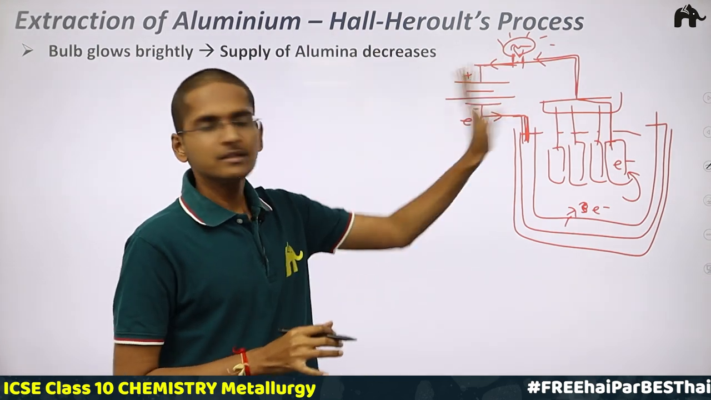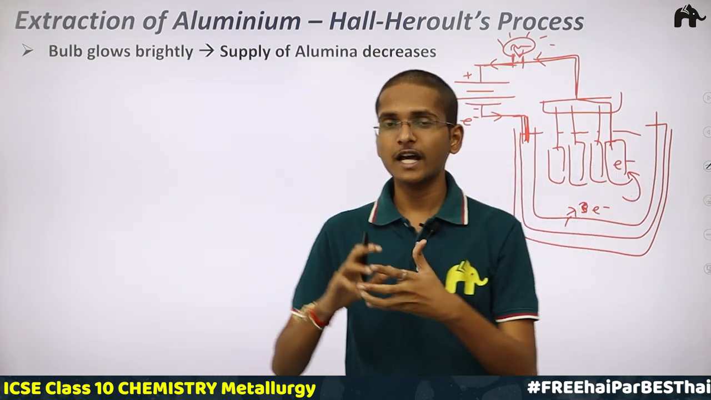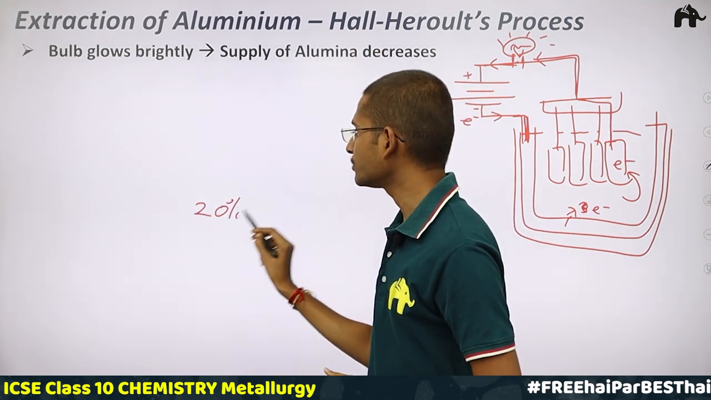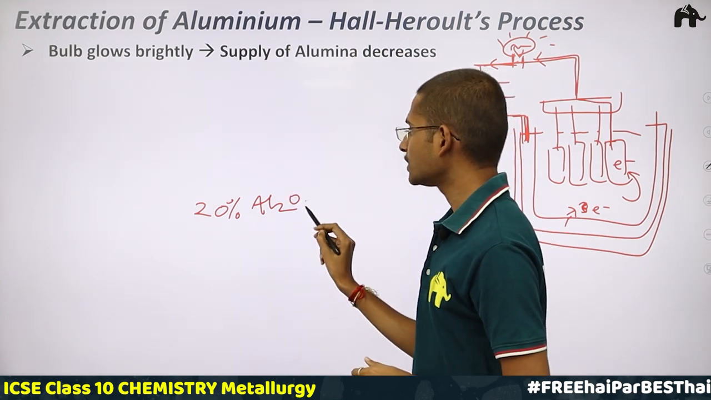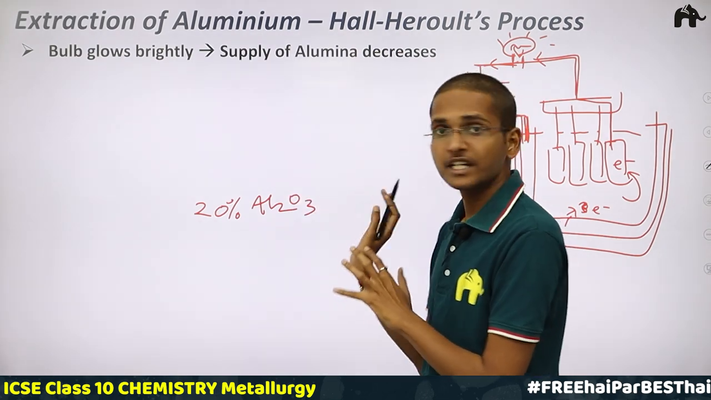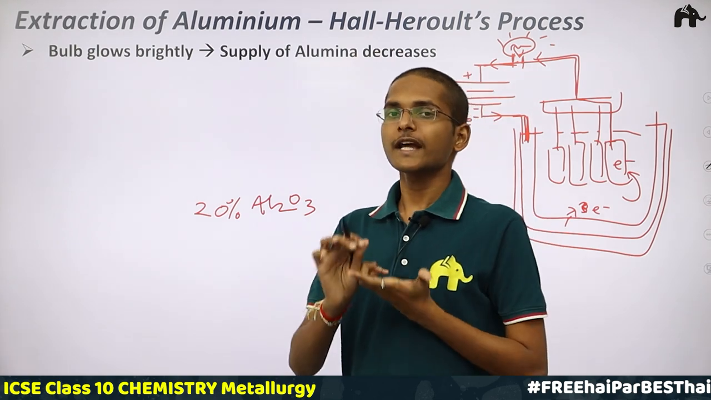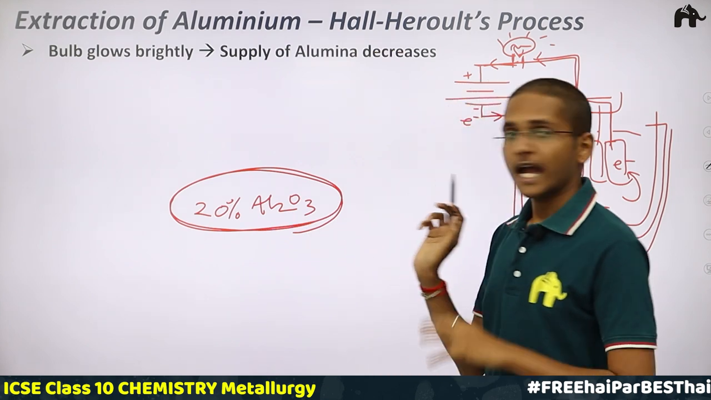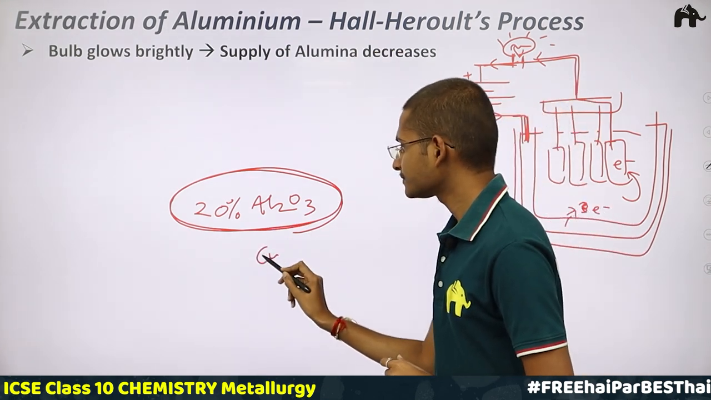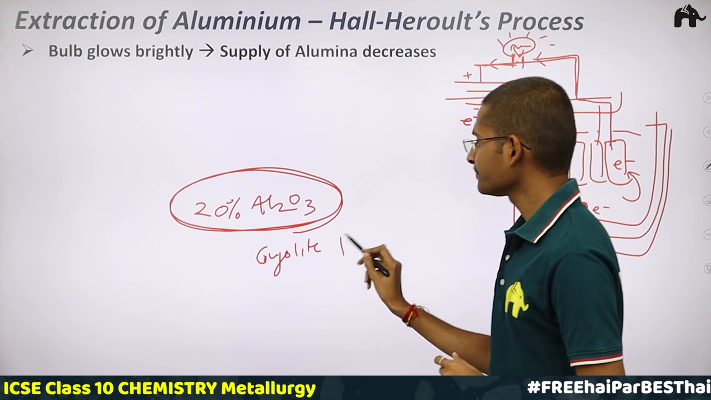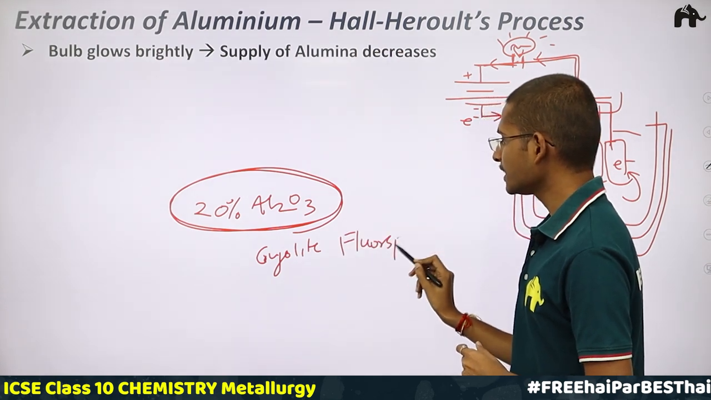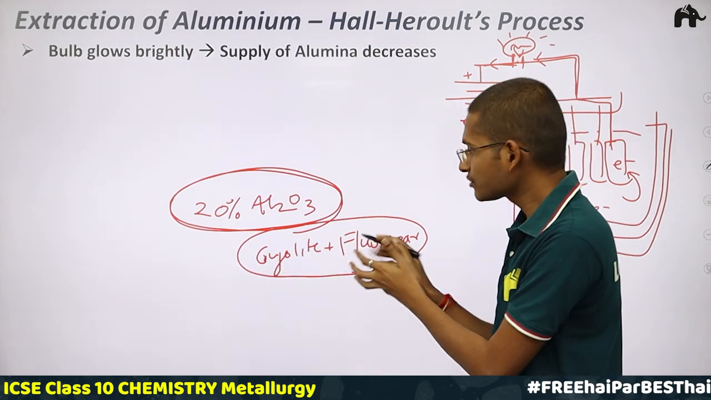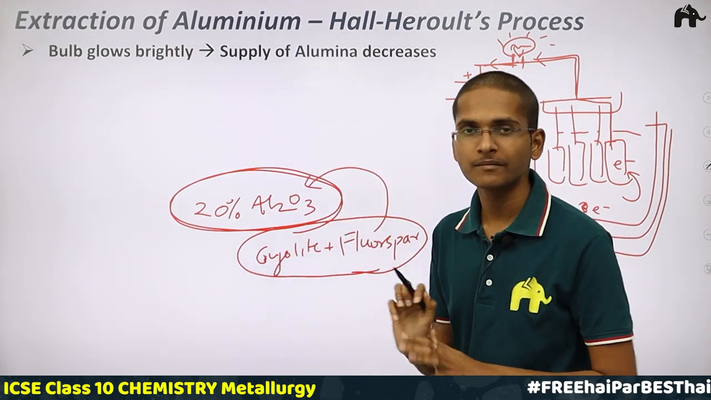But what would happen? How would we get the indication that our alumina is decreasing? The content of alumina, because we know we are having only 20% alumina, Al2O3, in our electrolytic mixture. The rest 80% is cryolite and fluorspar. What we are actually doing is carrying out the electrolysis of alumina. And see, this cryolite and fluorspar, I have told you in the beginning that both of them are actually good conductors. That's why we are using them to enhance the conductivity of alumina, correct?